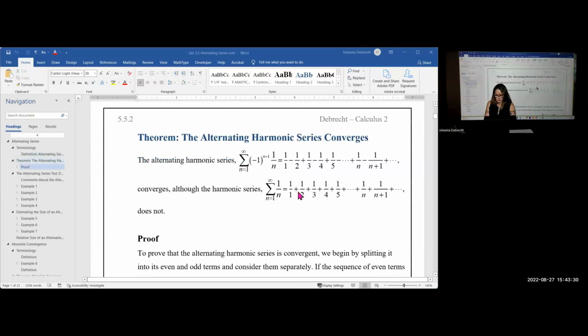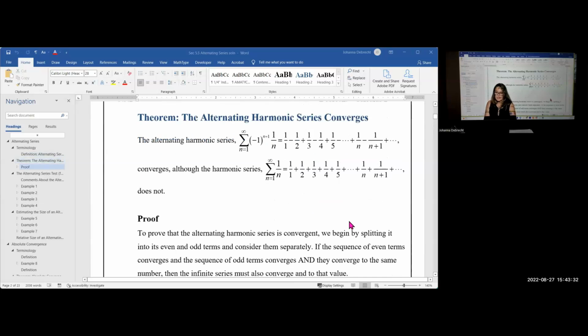Now let's take a look at the harmonic series, and specifically, we want to look at the alternating harmonic series. The harmonic series, remember, diverges. We proved this using the integral test. It's the sum from 1 to infinity of 1 over n. And so it's 1 over 1 plus 1 over 2 plus 1 over 3 plus 1 over 4 forever and ever. And we found that this must diverge.